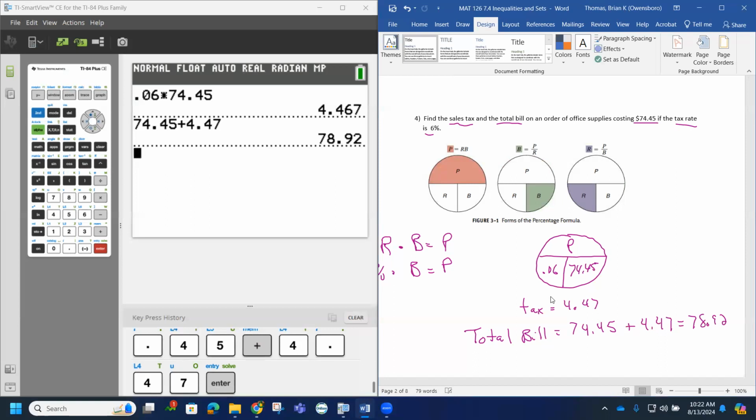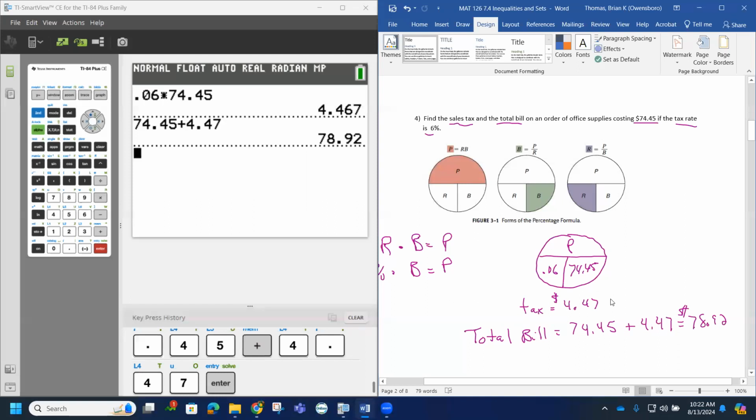So it looks like this question is asking us for two things, the tax and then the total bill. So make sure we answer both questions. Notice that we can't find the total bill without actually determining the tax first. So there are several steps that we have to think about in this problem. And then you always have to go back and interpret, do your answers make sense? If you've done some shopping, $74, $4 tax, that sounds reasonable.